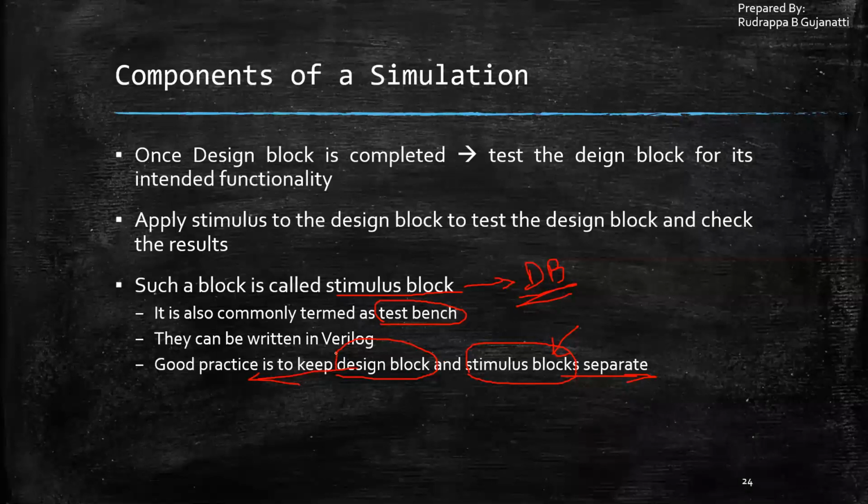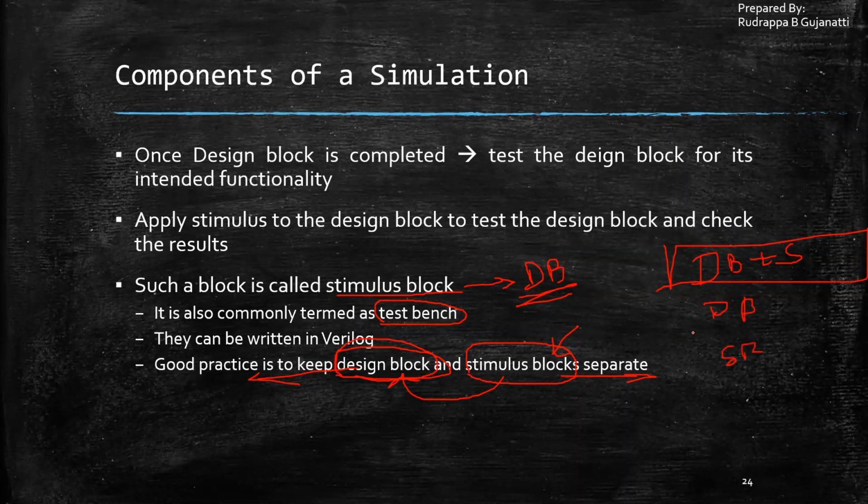Few of the tests designers themselves can go ahead with. Then a few of the critical conditions, the stimulus block which is designed, we can give as input to the design block. You can have both in one, that is also possible: design block along with the stimulus. And another one is design block separate and stimulus block separate. Good practice is to go for both blocks to be separate.